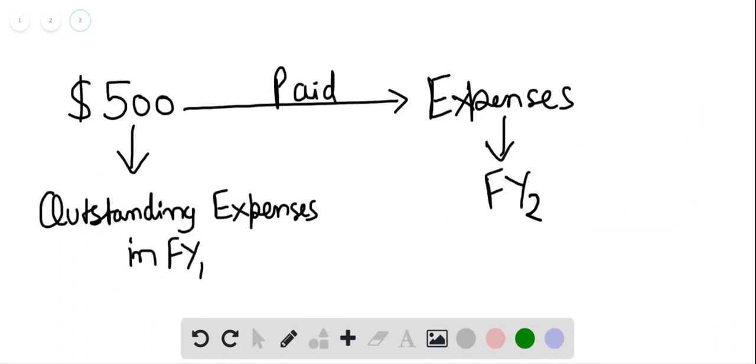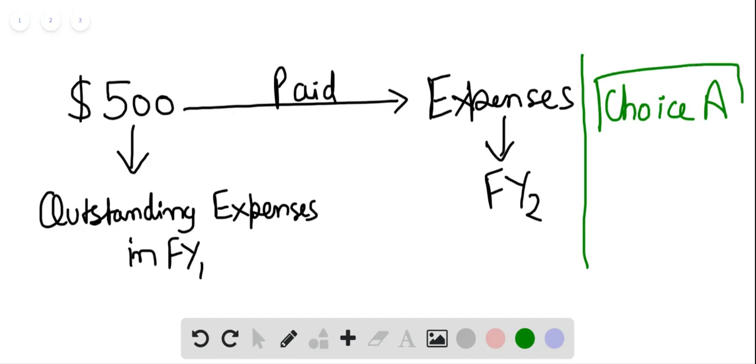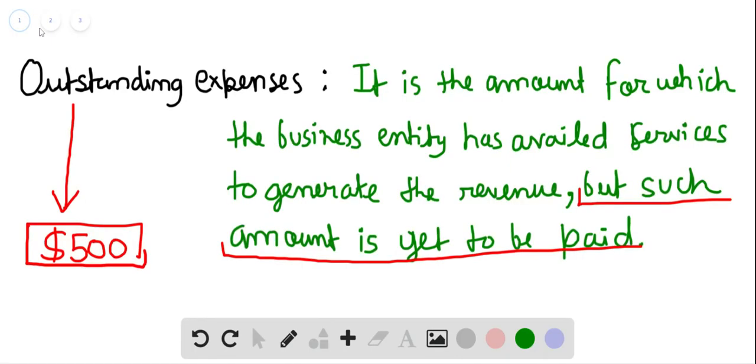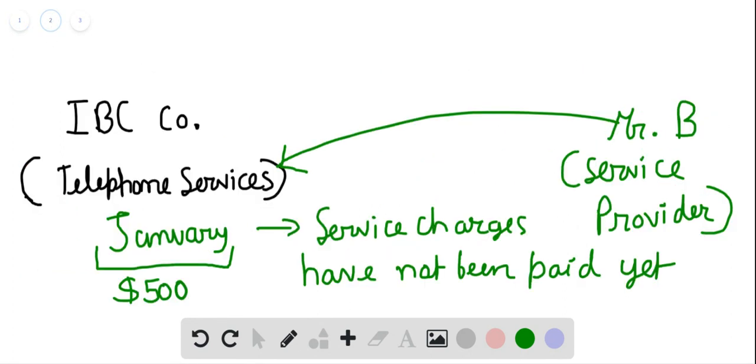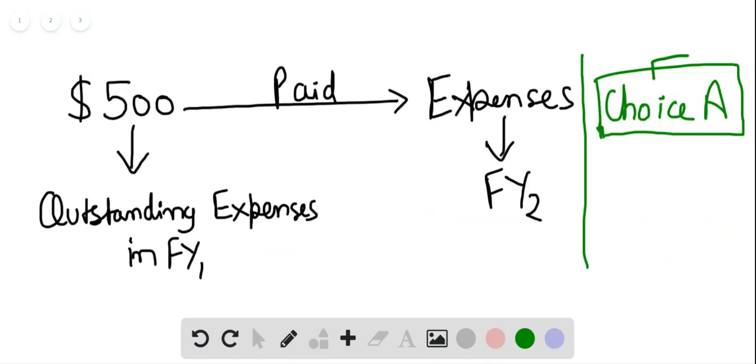So in the present case, that matches with choice A, because outstanding expenses and accrued expenses are interchangeable. So you can write down the technical definition in sheet number 1 and the example in sheet number 2 in your notebooks for future reference. However, the correct choice is choice A. Okay, that's all for our solution.